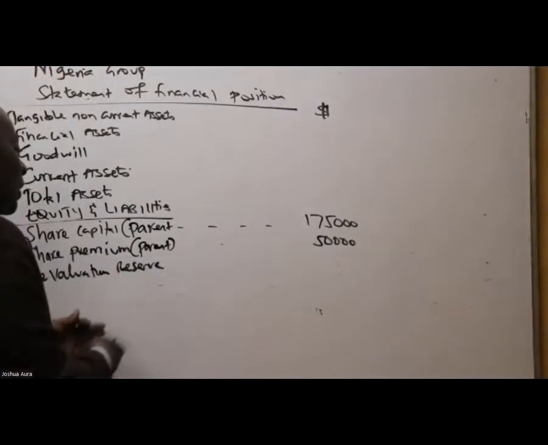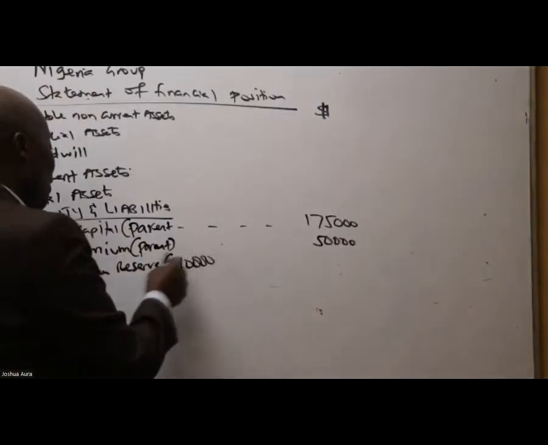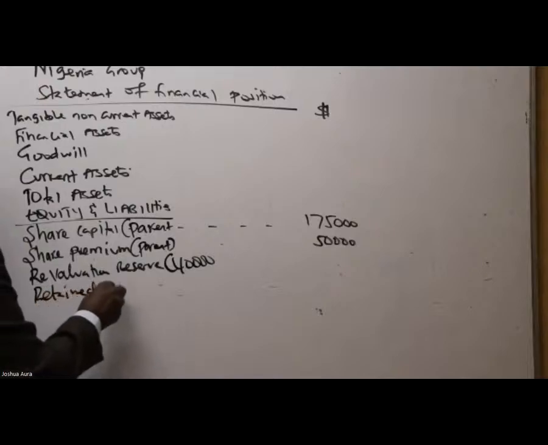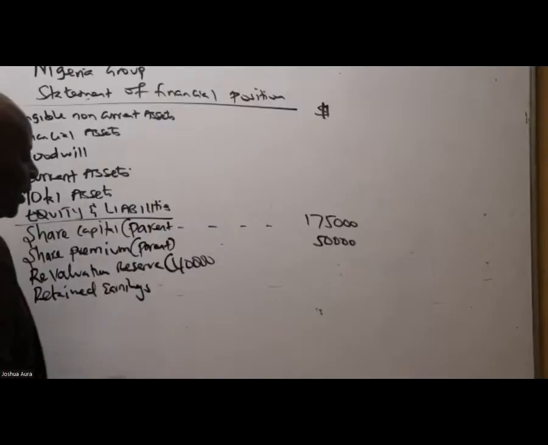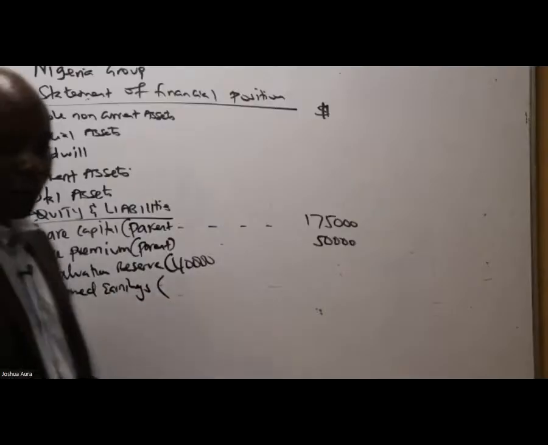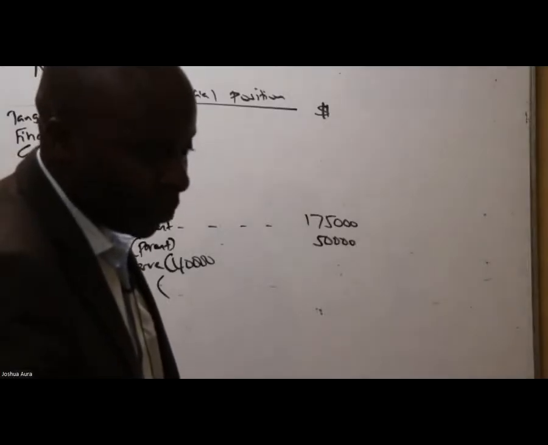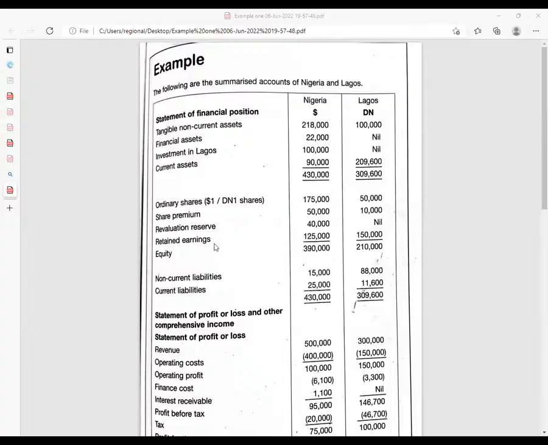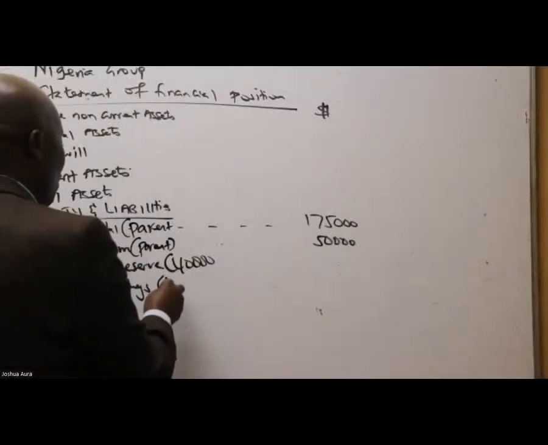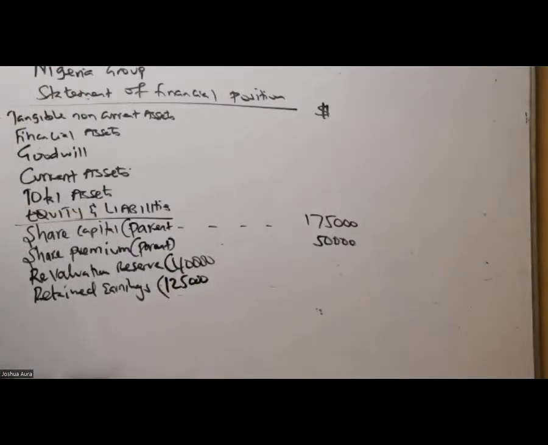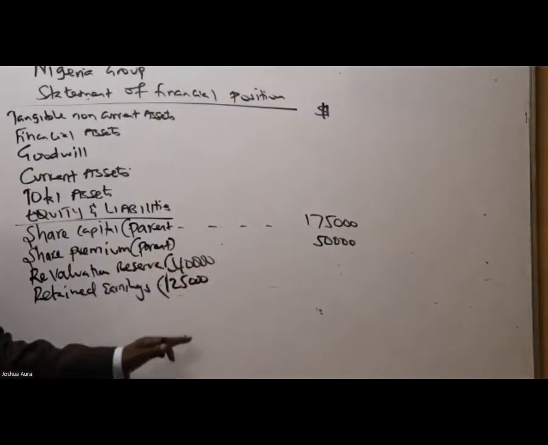I can't take it here as the net. This one may need some adjustments. So we have here 40,000, just like retained earnings may need some adjustments. So you pick the one of the parent only, with room for making adjustments later on with any post acquisitions. So retained earnings, 125,000, like that. I'm putting them here because later on I'll be doing some adjustments.